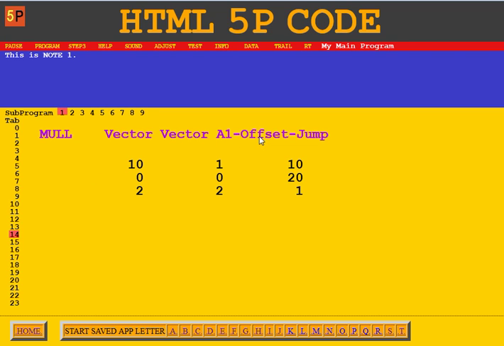Here's the same idea, multiplying. These both are A1, A1 before, A1 afterwards. This is at A2. Well, it's going to multiply 10 times 1, get 10. 20 times 0 is 0. 1 times 2 is 2. But this is also that special case where these are both A1s, they could be a different offset apart. And that value would be here in the A1 offset jump. Alright, now we're going to go on to another type.